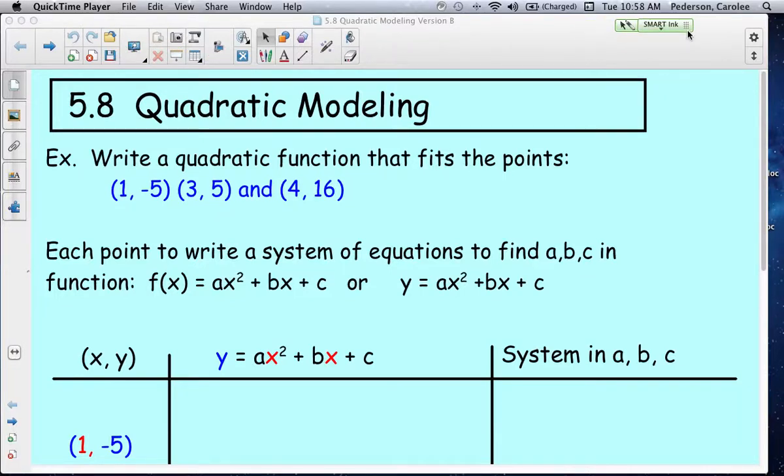This is 5.8 quadratic modeling, part 1. We are going to be doing one problem in this lesson. I am warning you that it is a long problem. What we also call in math quadratic modeling is quadratic regression.